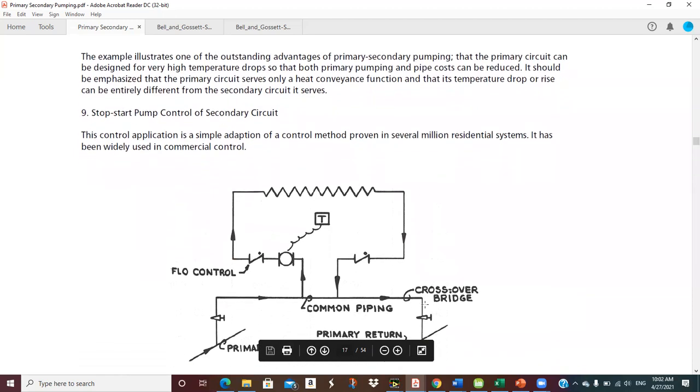This example illustrates one of the outstanding advantages to primary secondary pumping, that the primary circuit can be designed for very high temperature drops so that both primary pumping and pipe costs can be reduced. It should be emphasized that the primary circuit serves only a heat conveyance function, and that its temperature drop or rise can be entirely different from the secondary. So that goes with that table above.